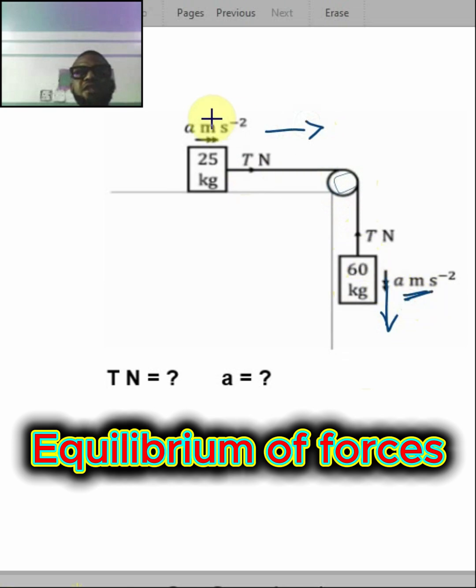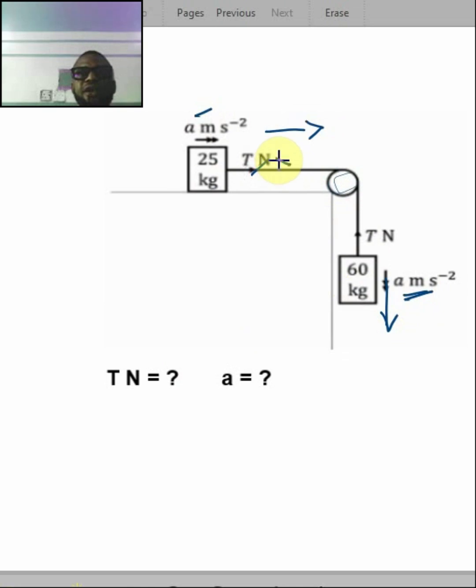So this acceleration and this acceleration are the same. We have to find the tension. The tension here and the tension here are also the same. Now, this force that is dragging this is F. So F is equal to MA, which is the formula for force, and this force F here is T. So our T is equal to MA, and the mass here is 25. So our tension is equal to 25A.